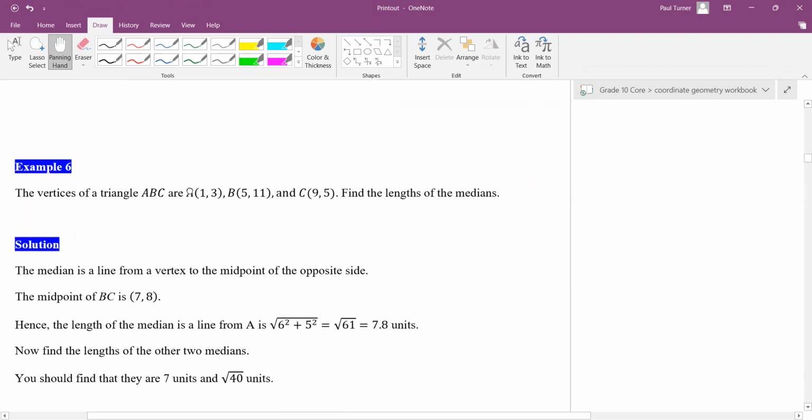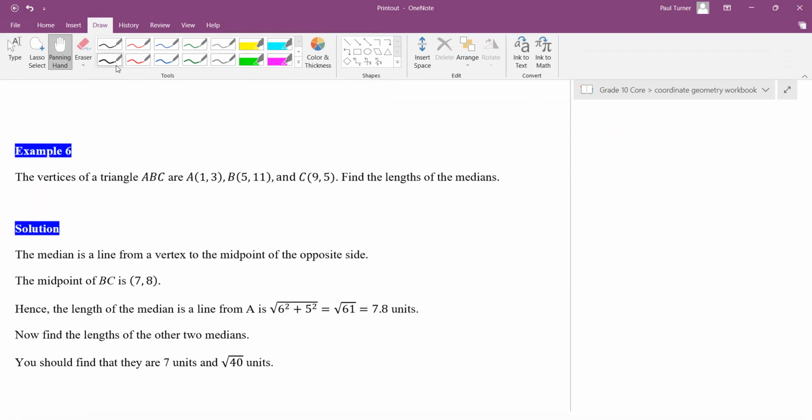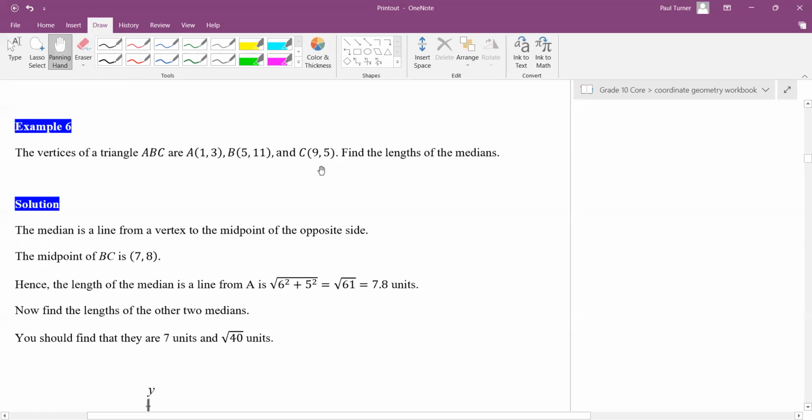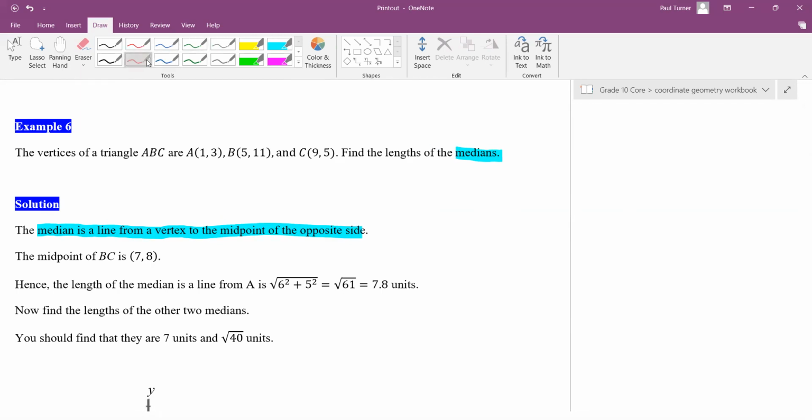So you're going to see these questions about medians. The vertices of the triangle are given. Find the lengths of the medians. You're going to see this kind of question in the homework, and you'll see this word median. The median is a line from the vertex to the midpoint of the opposite side. This is what a median is, this special word.